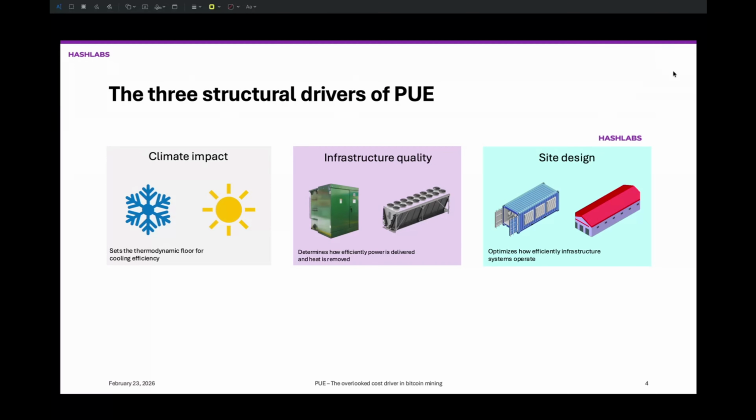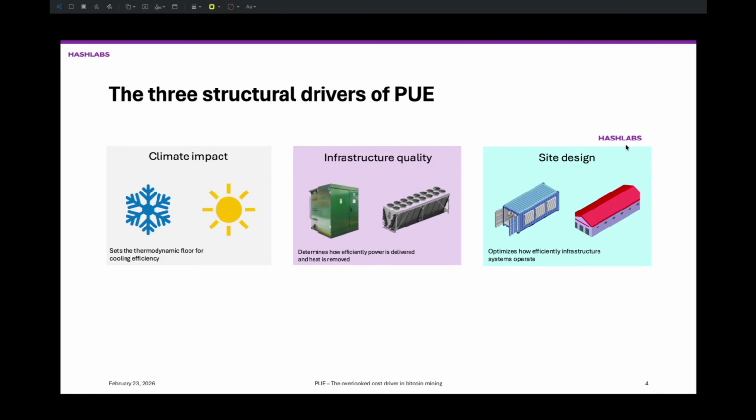And then the second is infrastructure quality. So if you purchase low quality infrastructure, usually it will have bigger power losses. One of the drivers of the price of infrastructure is that low power loss infrastructure usually has a higher price, better components, etc. And then the design of the site. The design of the site is something that you can do in a smart way to make the best out of the infrastructure that you buy and the climate that is on the site.